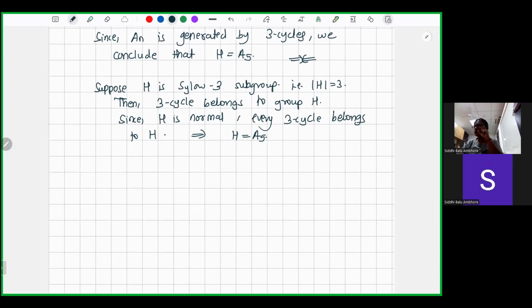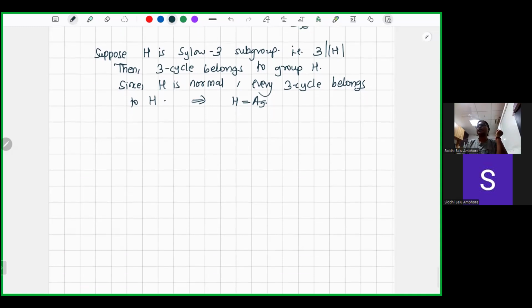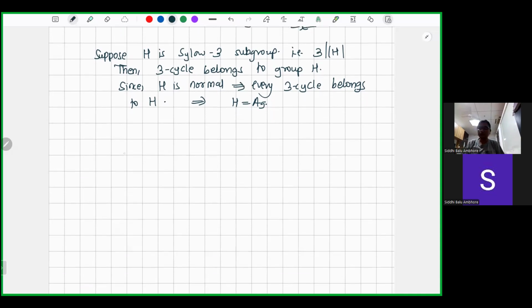So this was clear that the moment I have a 3-cycle subgroup, since it is a group of order 3, it is Sylow 3 subgroup, so 3 will divide order of H, and then a 3-cycle will belong to H. Again, Cauchy's theorem, there exists an element of order 3 here, and since H is normal, I will have every 3-cycle belong to H, and the moment I have every 3-cycle belonging to H, I get that H is entire A5.